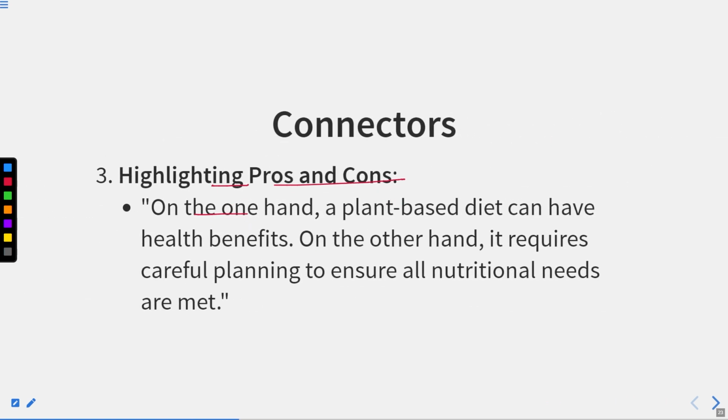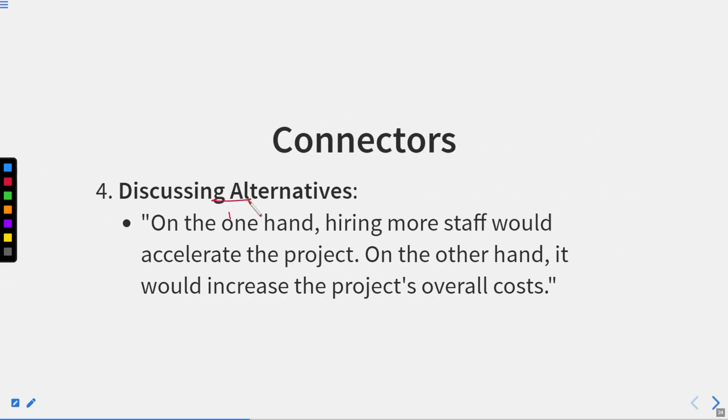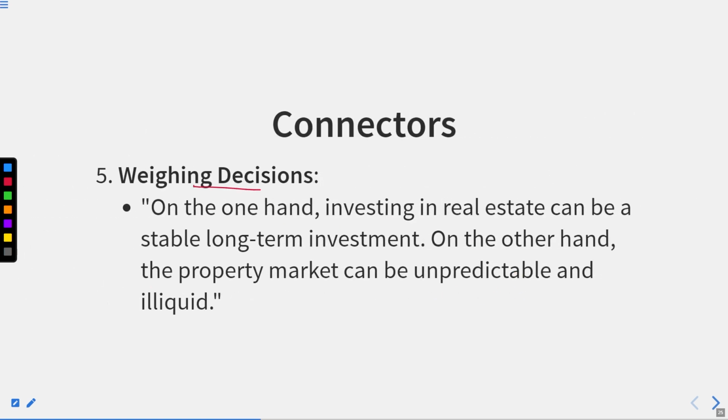Highlighting pros and cons. On the one hand, a plant-based diet can have health benefits. On the other hand, it requires careful planning to ensure all nutrition needs are met. Discussing alternatives. On the one hand, hiring more staff would accelerate the project. On the other hand, it would increase the project's overall costs. Weighing decisions. On the one hand, investing in real estate can be a stable long-term investment. On the other hand, the property market can be unpredictable and illiquid. Okay, so these can be the sentences relating to this viewpoint.